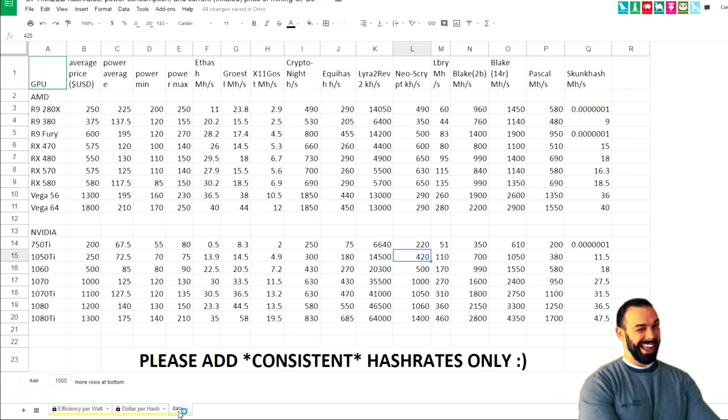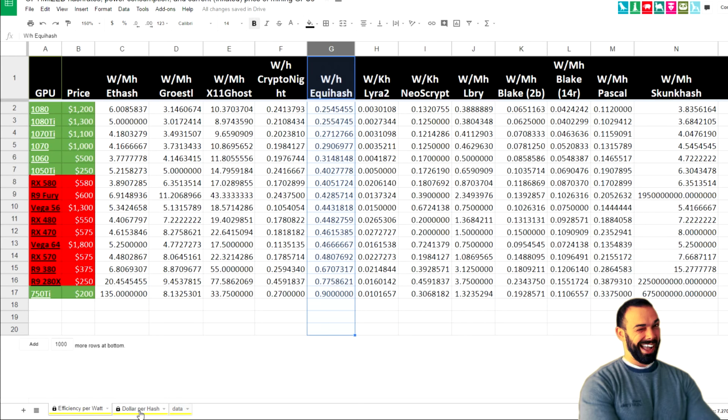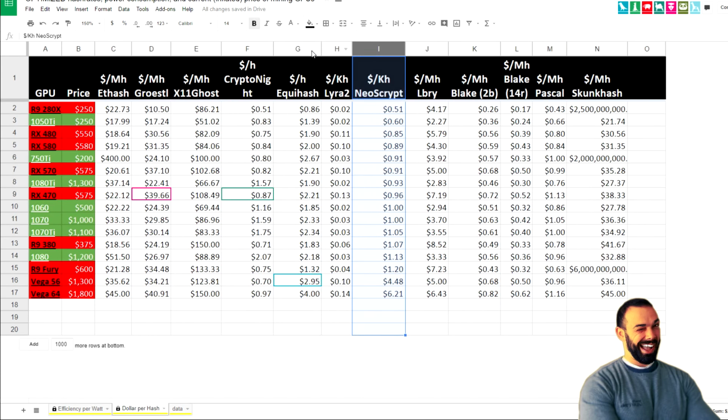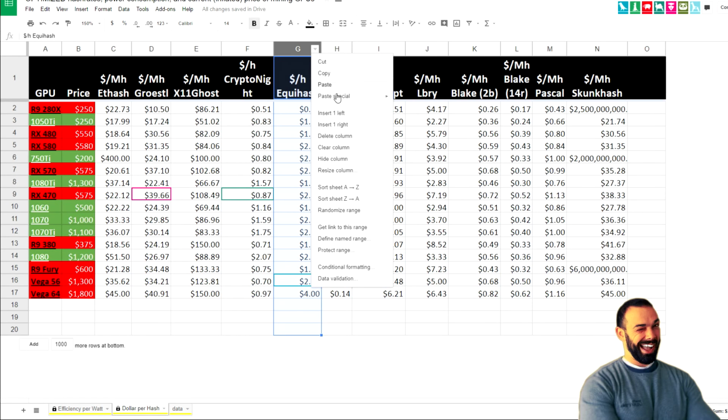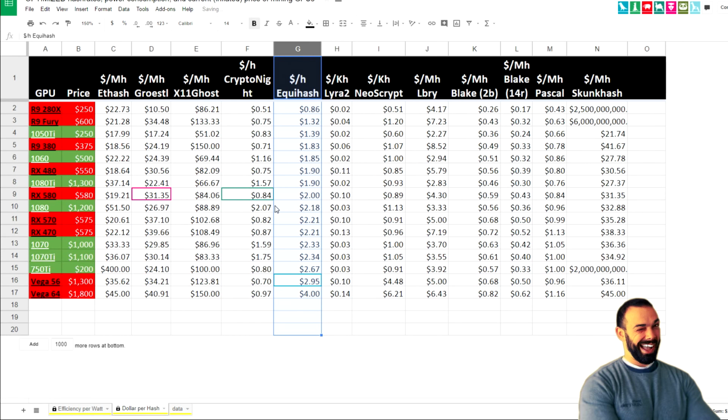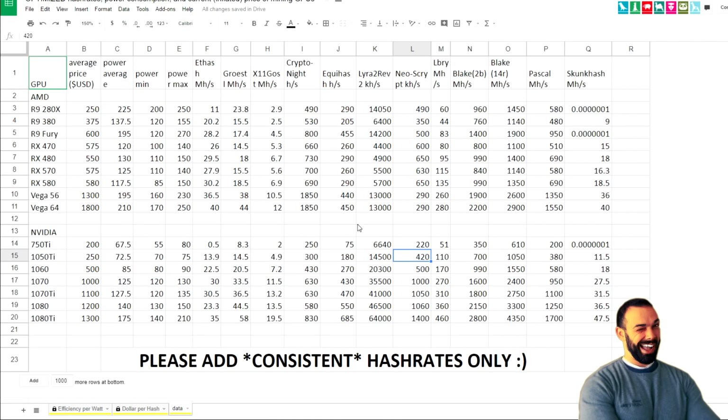I mentioned that the data was originally put together based on values that I got from whattomine.com. We'll come back to that in just a minute. Let me sort for dollar per hash on Equihash as well, so we can get a sense for how you can get started today. Again, the R9 280X, a great card to go with. It mines Equihash well enough that it's profitable. So let's go over here to the data to see what it says.